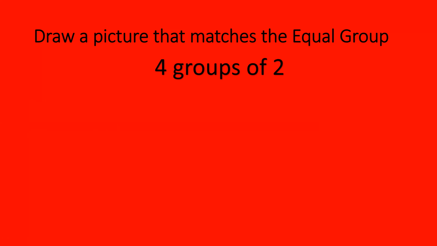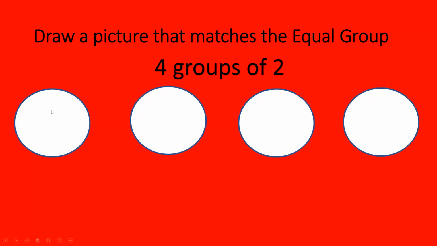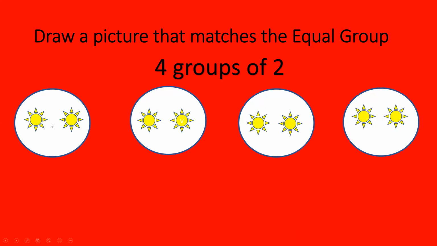Okay, let's see what you guys drew. This is what I did. 1, 2, 3, 4. I have 4 groups, and in each group I have 2 suns. So my multiplication sentence is 4 times 2, which equals 8.